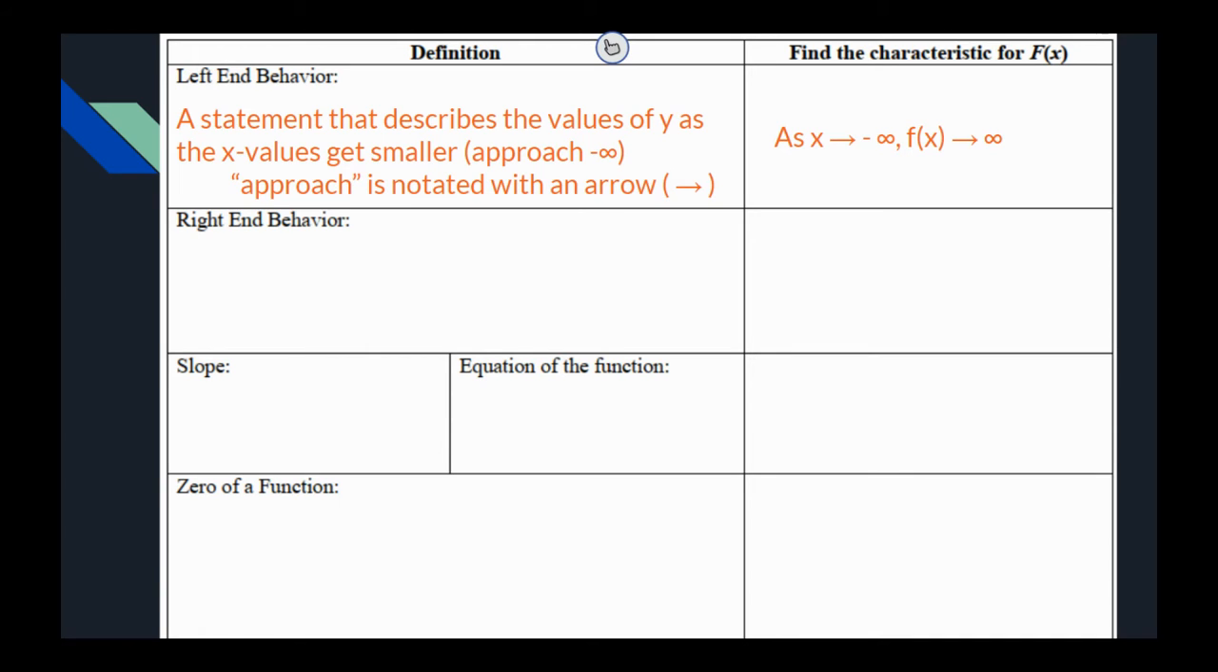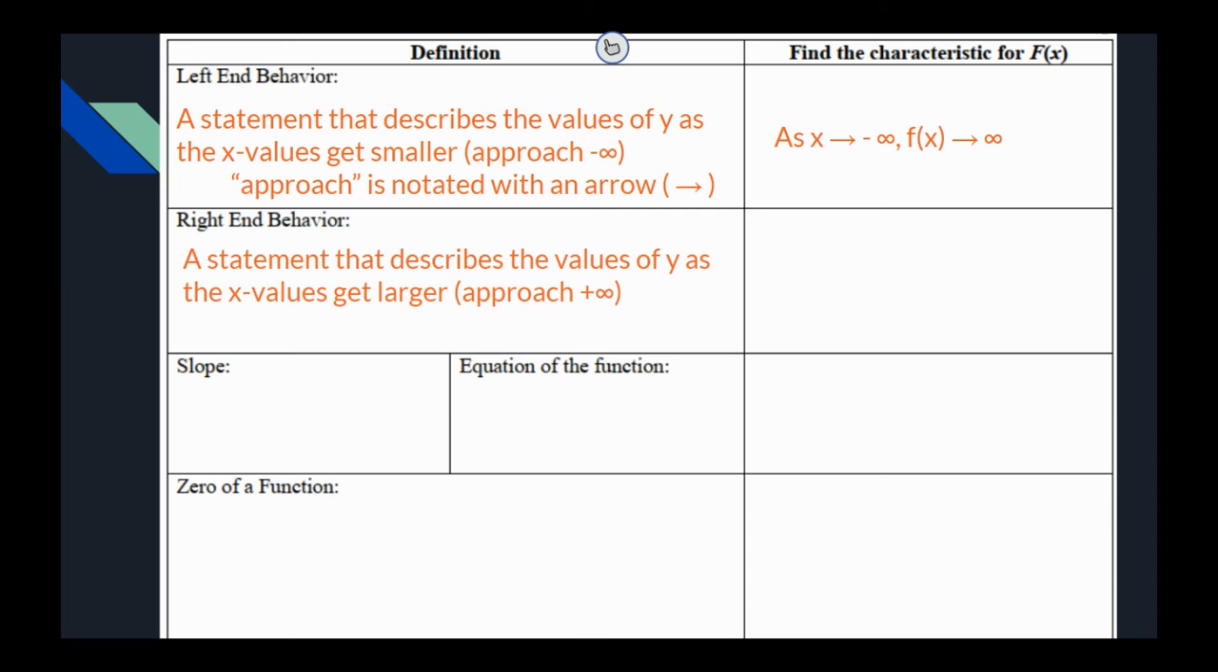And then every time you talk about end behavior, you have 2 statements, because you're talking about the left-hand side end behavior and the right-hand side end behavior. On the right-hand side, it's talking about the values of y as x values get larger. So that's what happens on the right side of your graph, as your x values get larger. So your right end behavior is describing the values of y as your x values get larger.